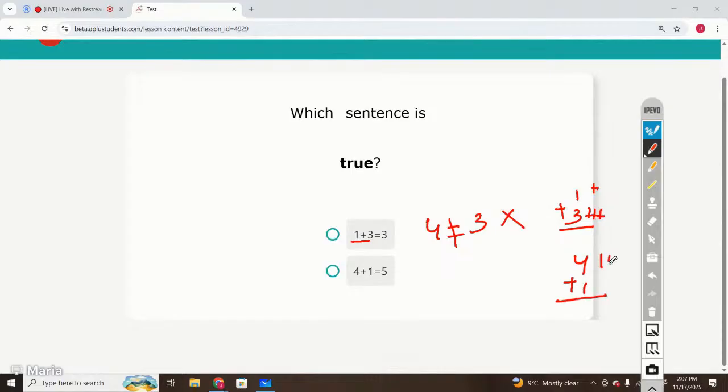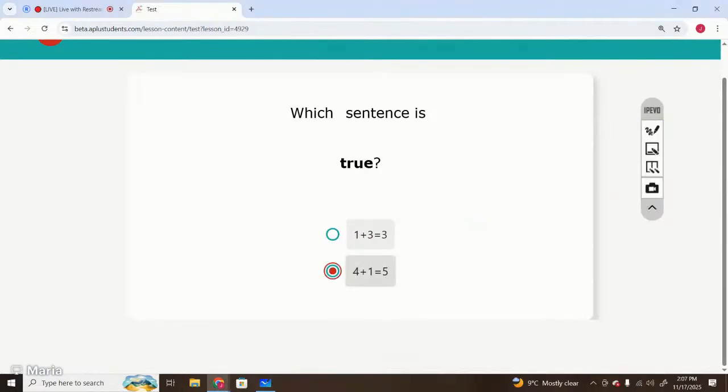4 plus 1. 1, 2, 3, 4 and 1, 5. 5 is equal to 5. Yes, it is. So both sides are exactly equal. So 5 is equal to 5. Option number 2 is the correct option. 4 plus 1 equals 5.